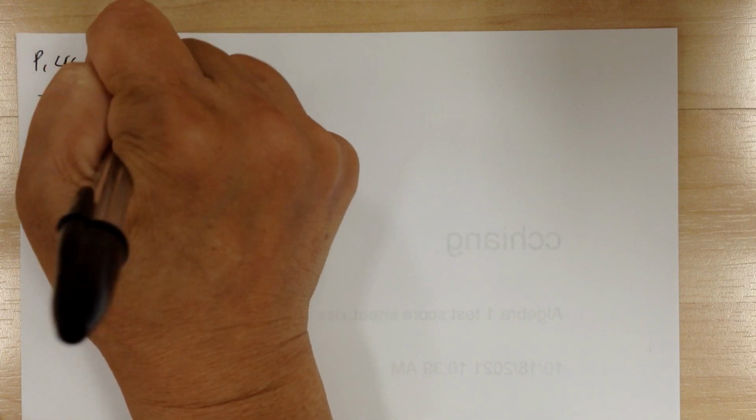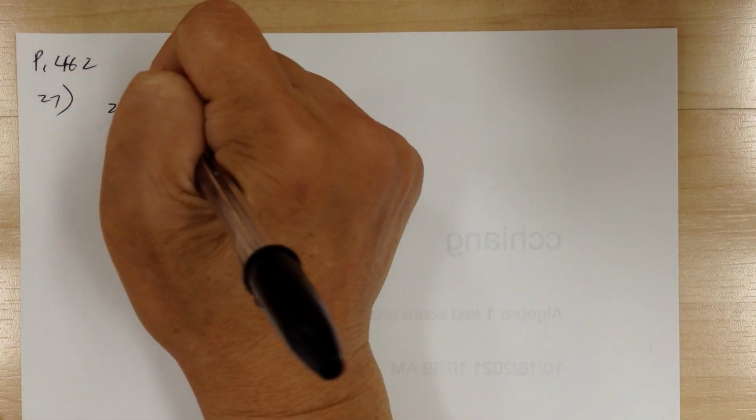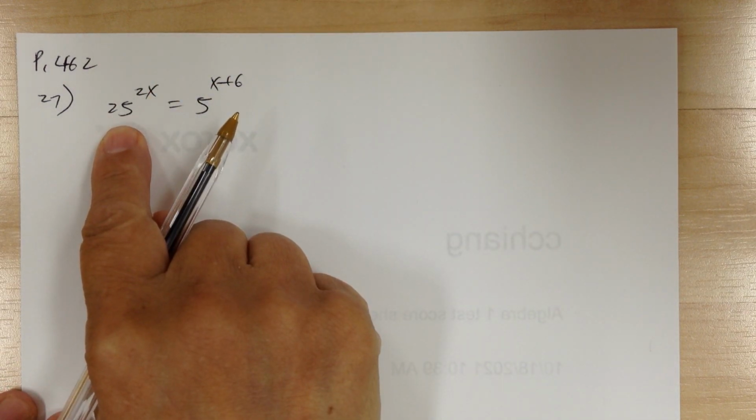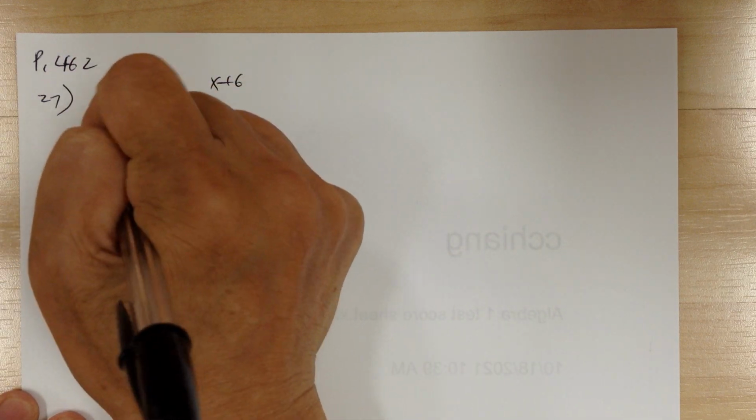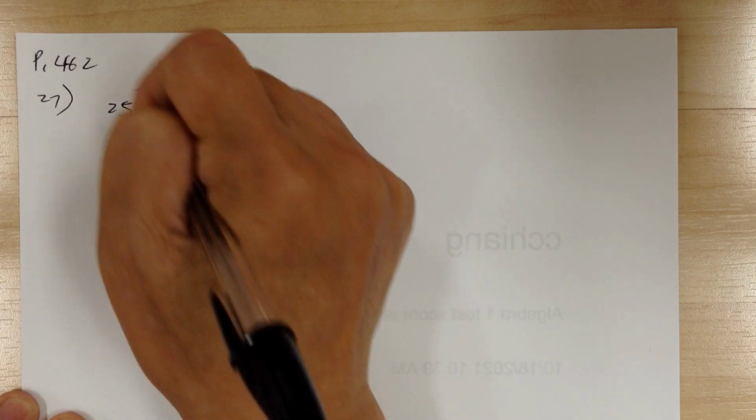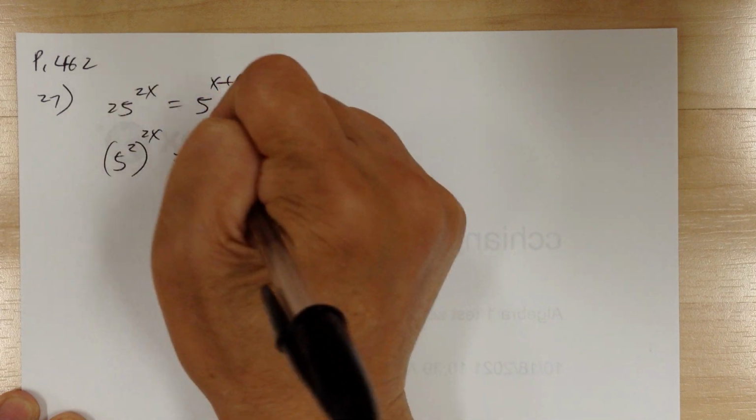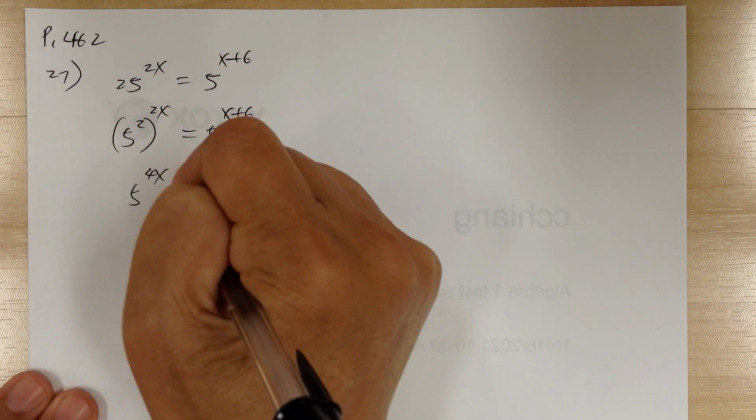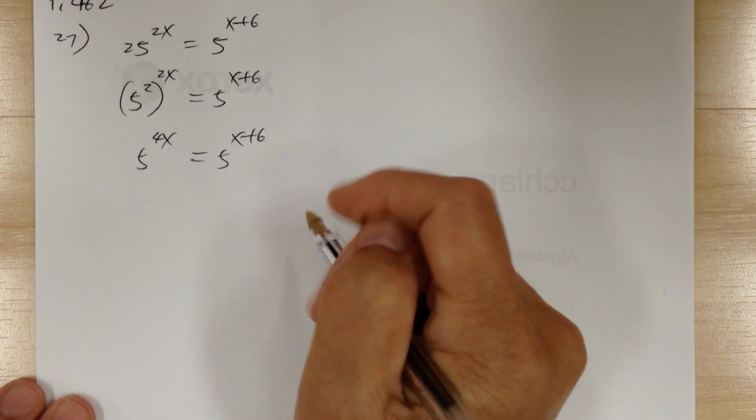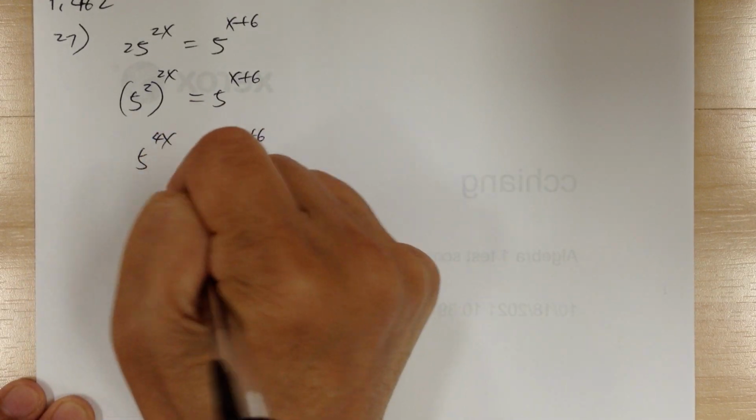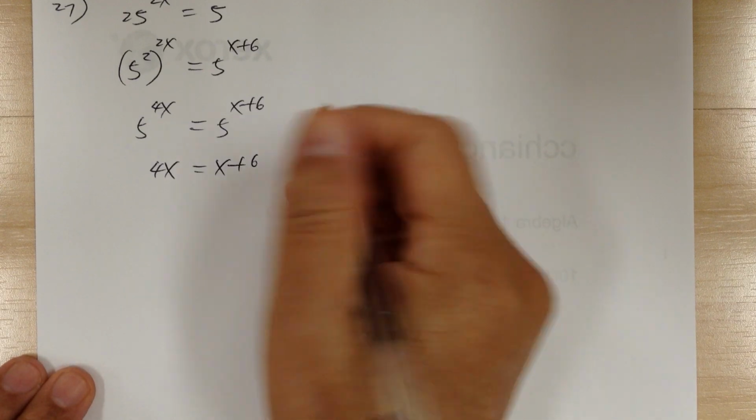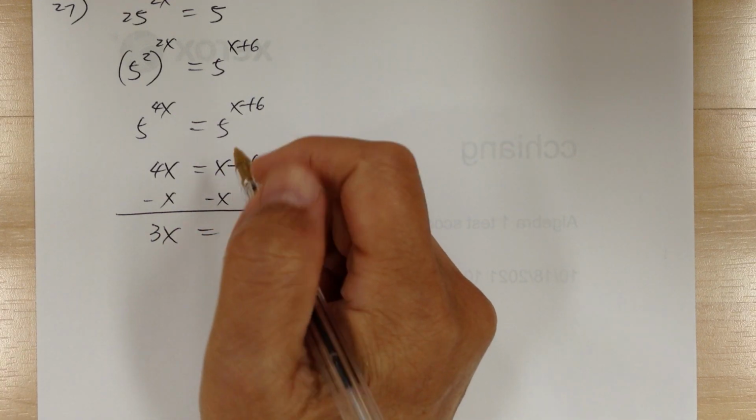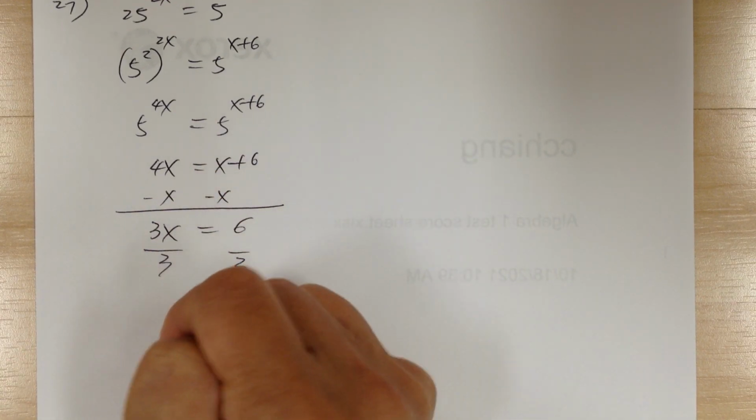Okay, number 27, you have 25 to the 2x is equal to 5 to the x plus 6. Okay, so let's go and make this into base 5, so it'll be same as this side. So 25 equal to 5 squared. Again, whatever you change, you put in parentheses, so that way people can follow what you're doing. Okay, then you apply the power rule, so you got 5 to the 4x equal to 5 to the x plus 6.